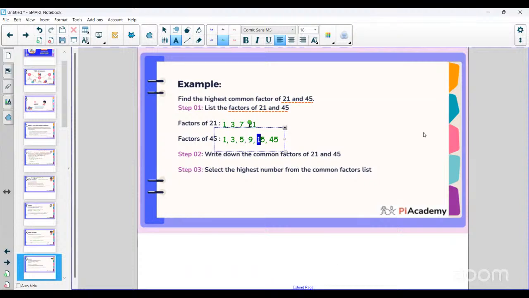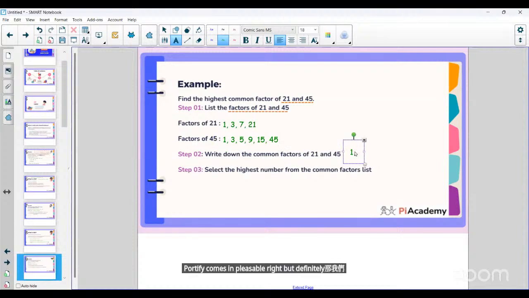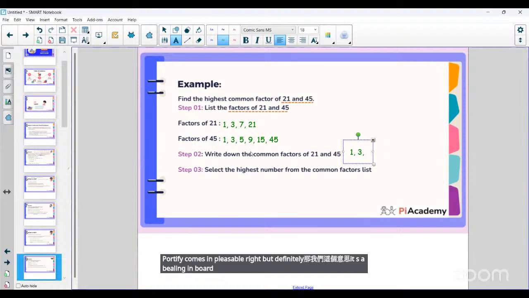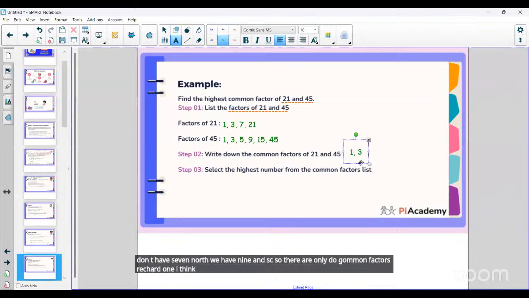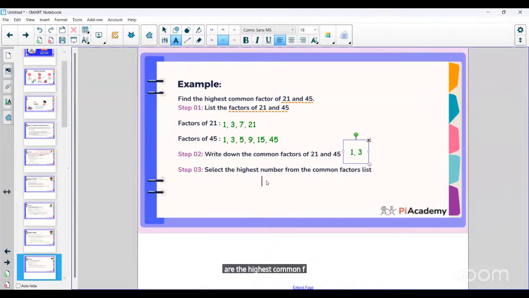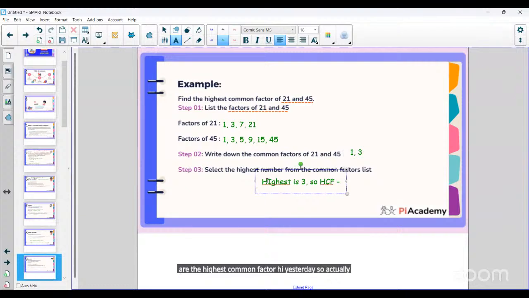Very good. Now, what are all the common factors? Let us see. Well, 1 is a common factor. 3 is also a common factor. It's appearing in both. Then what do we have? We don't have 7, nor do we have 9 as common, nor 15 or 45. So there are only 2 common factors, which are 1 and 3. And so what is the highest common factor? Highest is 3. So HCF is 3. Okay, this is the HCF.